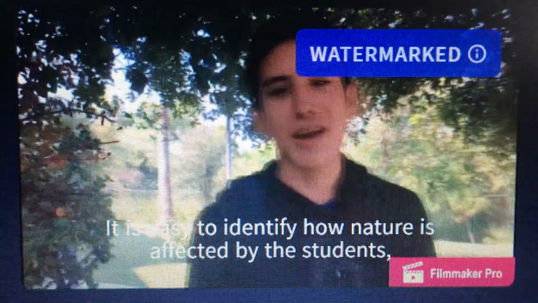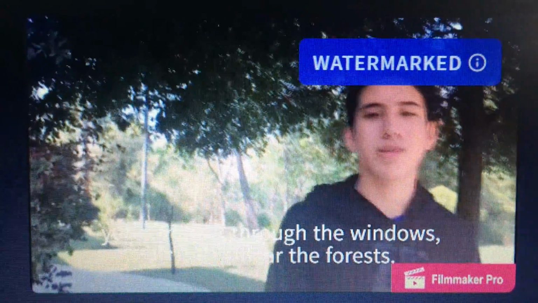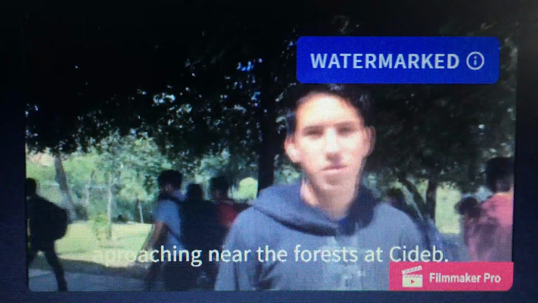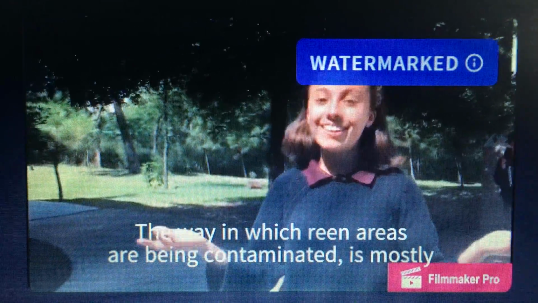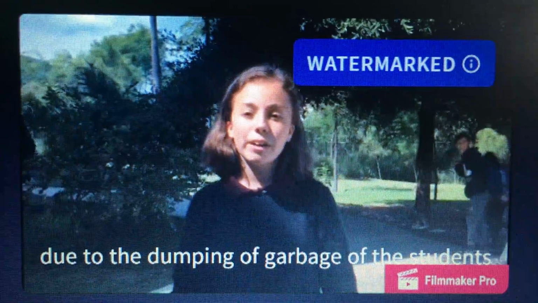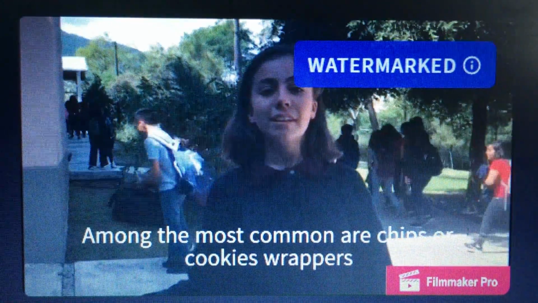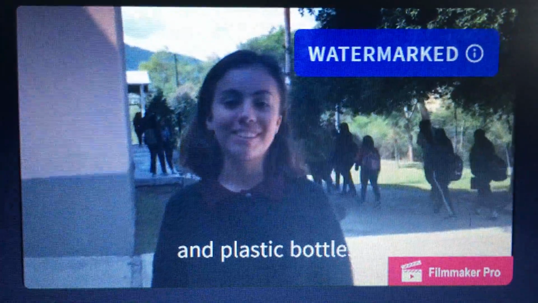It is easy to identify how nature is affected by the students. You can look through the windows or check near the forest, approaching the forest at CDEP. The way in which green areas are being contaminated is mostly due to the dumping and garbage of the students. Among the most common are chip or cookie wrappers and plastic bottles.